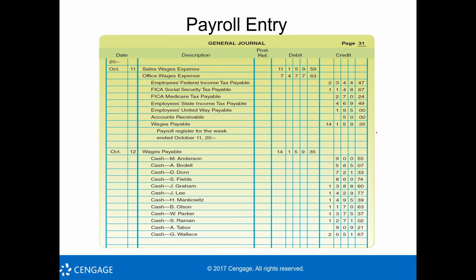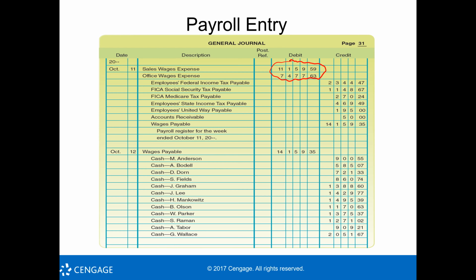Okay, here's an example of what that journal entry looks like. In the past, when we've done these salary and wage expense entries, we've for the most part debited salary and wage expense and credited cash. But now we're expanding on that and looking at what makes up that salary and wage expense. So we're going to debit, in this case, sales wage expense and office wage expense. That's fine. We're going to debit salary and wage expense for the total amount, which would be the gross pay.